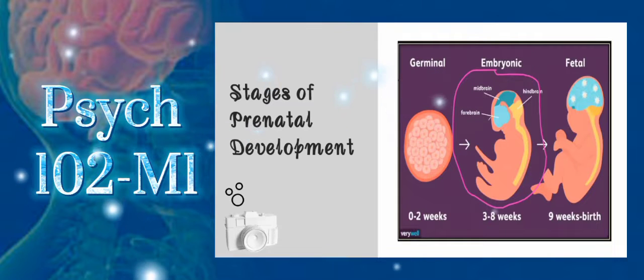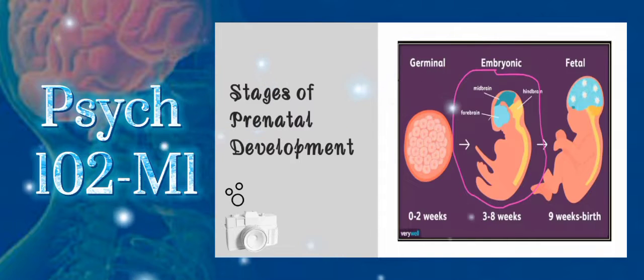Now, we have 3 stages of prenatal development. We have the germinal stage, which happens during 2 weeks. Second is the embryonic stage, which happens in 3 to 8 weeks. And the last is the fetal stage, which happens from 9 weeks to birth.